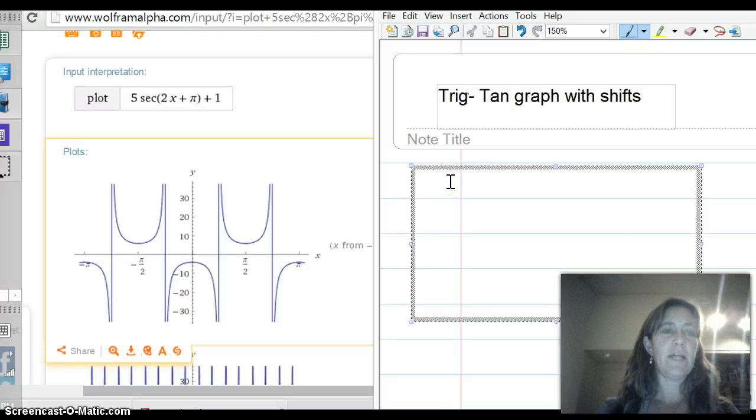All right, today we're going to look at that problem. It was number 16 on the worksheet, the secant one. We're going to look at this problem a little bit differently than we did in class. We're going to apply the skills from chapter 6 for function transformations.